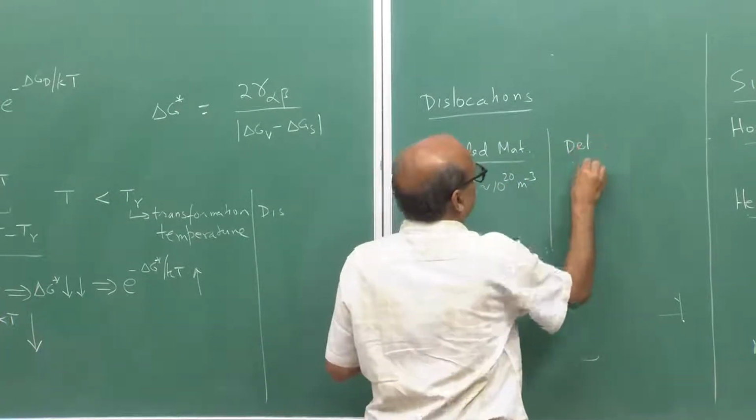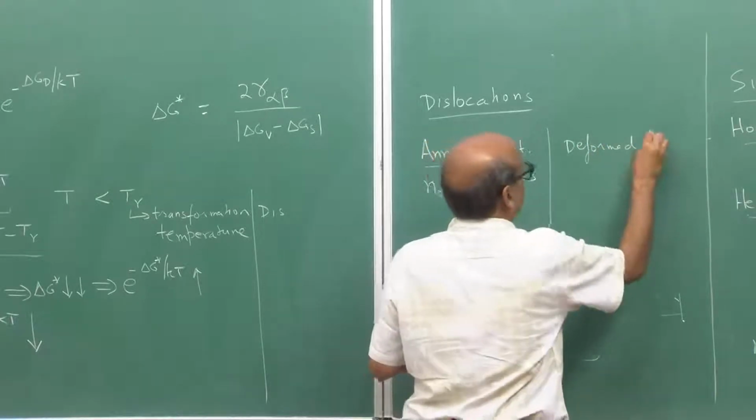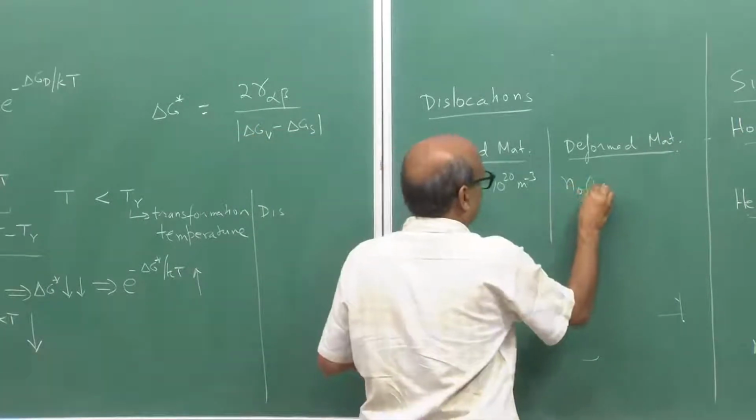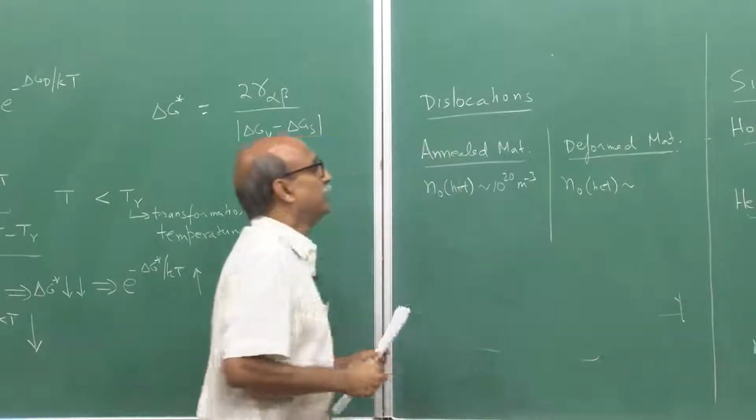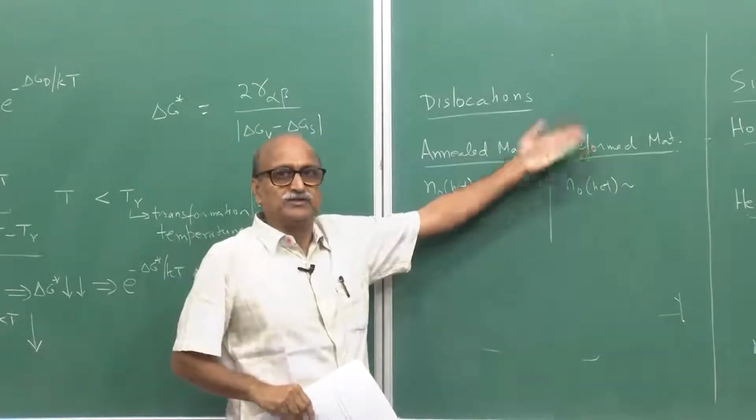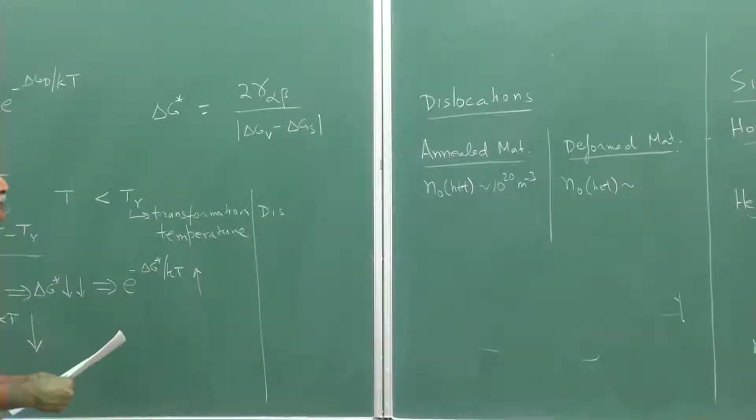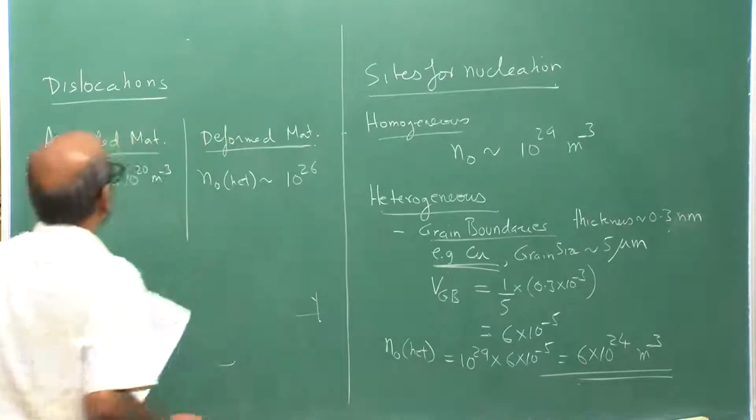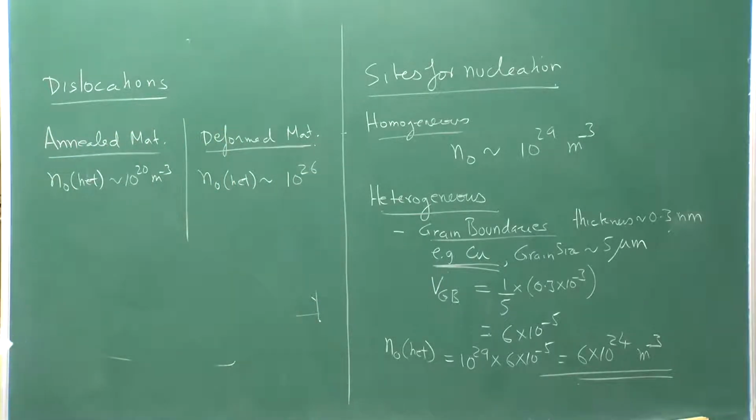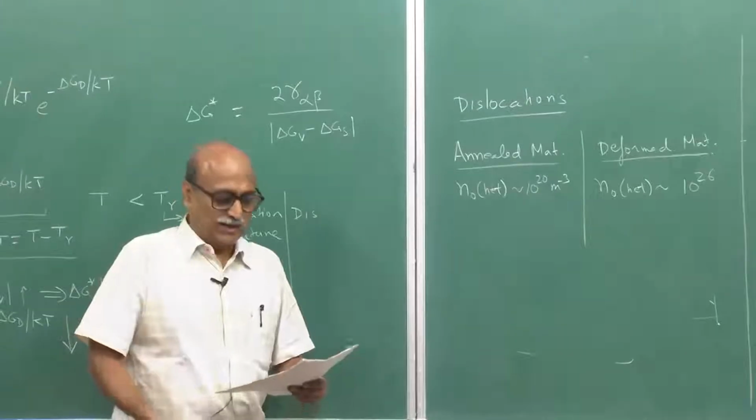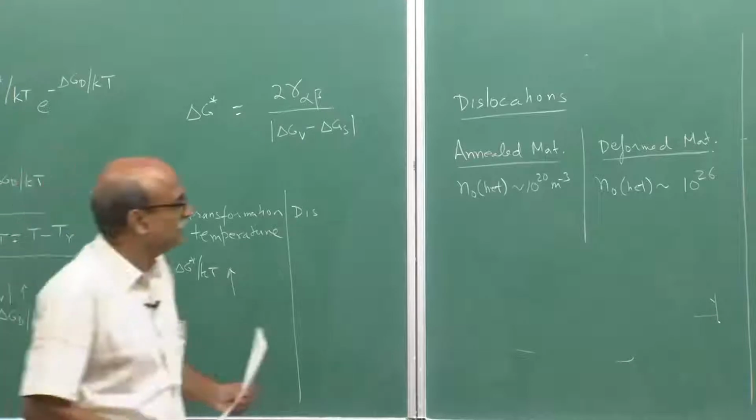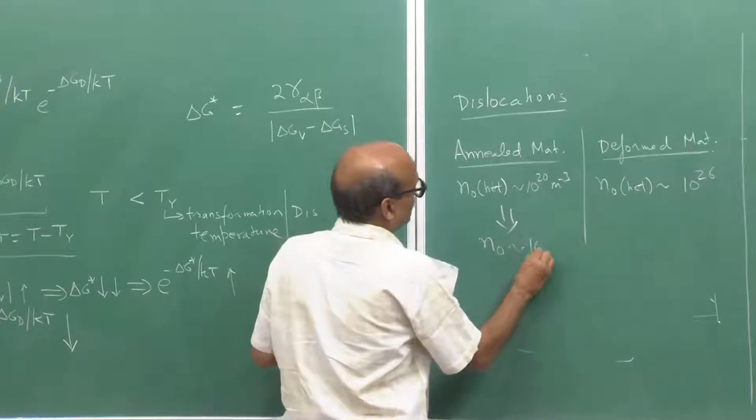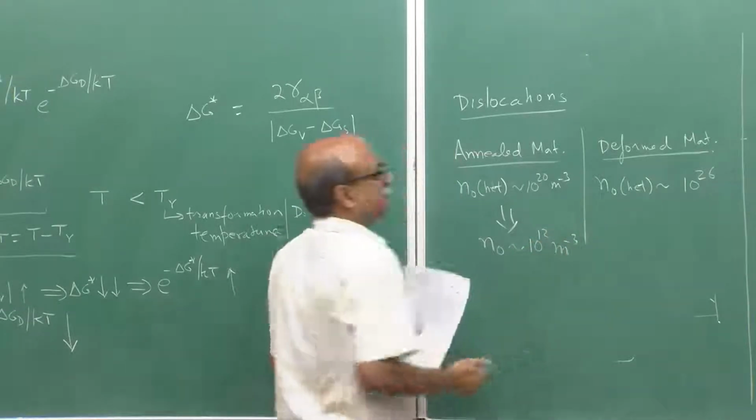In the case of deformed material, the heterogeneous sites would be much higher because deformation increases the density of dislocations, and hence N0 heterogeneous can be of the order of 10 to the power 26. For materials which are specially prepared and have very low dislocation density, the heterogeneous sites could even go down to as low as 10 to the power 12 per meter cube.